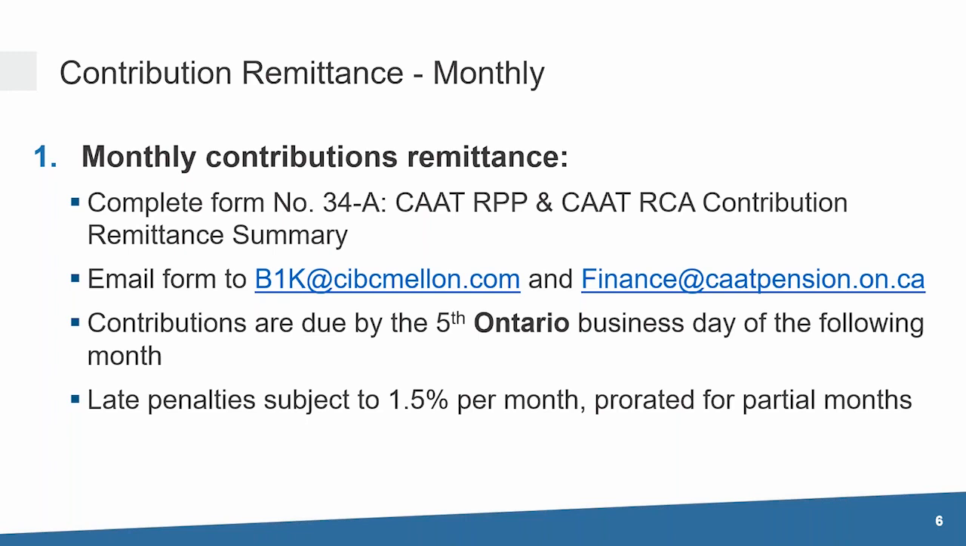For example, July 2020 contributions would have been due August 10th, 2020, as August 3rd was a statutory holiday in Ontario. If payments are not received by the 5th Ontario business day, it is subject to a late penalty as specified in our plan text. That late penalty is currently 1.5% per month, and it's prorated for partial months. This form, like all of our other forms, comes with a detailed instruction tab.